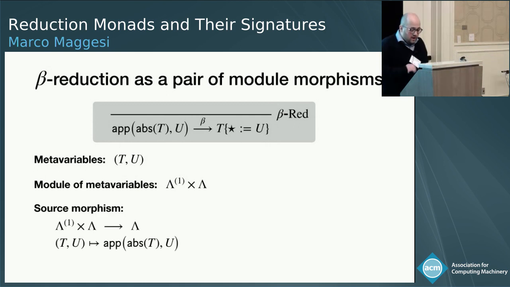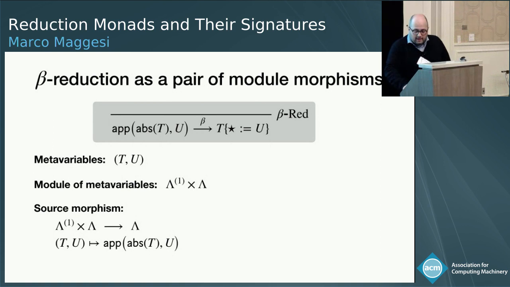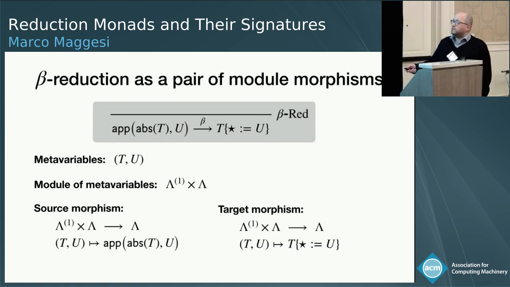And then you have two morphisms, which are what you guess. One source morphism that goes from lambda 1 times lambda to lambda and does the application of the abstraction, which corresponds to the left. And the other, which is the target morphism, which gives you the substitution of the two terms. Okay?